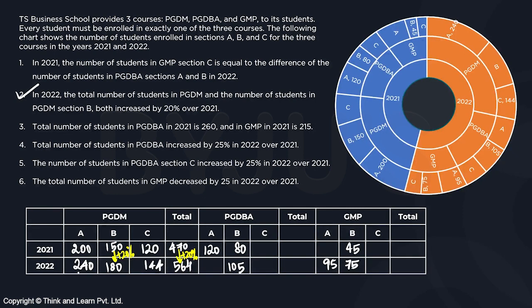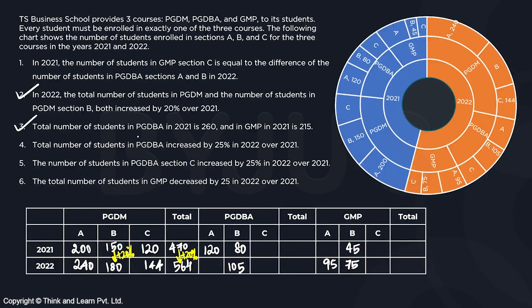So actually everything increased by 20%, not just section B. See, 200 to 240, that is also a 20% increase. 120 to 144, that is also a 20% increase. So the total is 470 for year 2021. Okay, so the second statement helped us fill out the PGDM column.